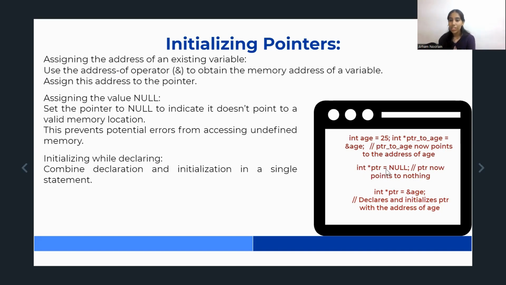Here the integer pointer is pointing towards null. Set the pointer to null to indicate it doesn't point to a valid memory allocation. This prevents potential errors from accessing uninitialized memory. Initialization while declaring: combine the declaration and initialization in a single statement. Here, int star pointer is equal to &age. So we are declaring and initializing the pointer with the address of age.